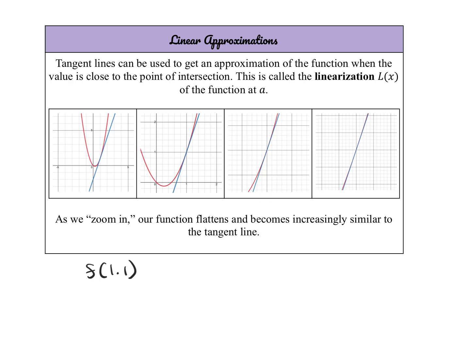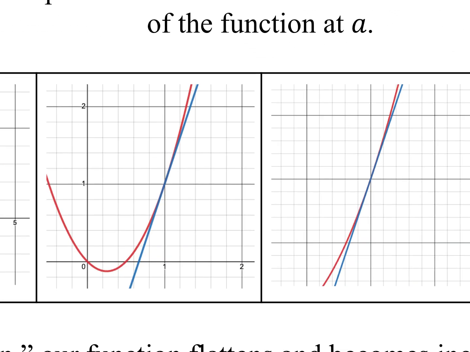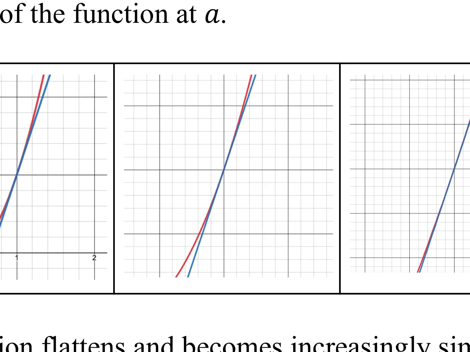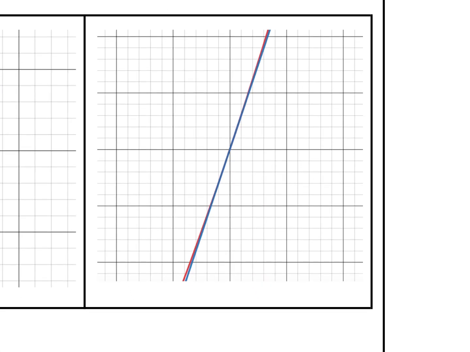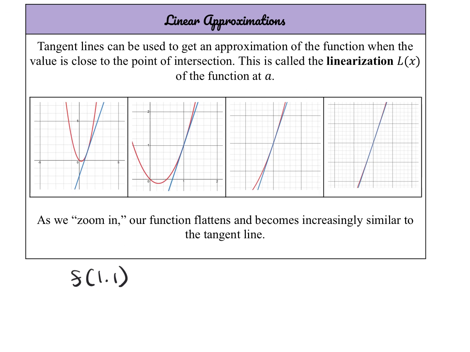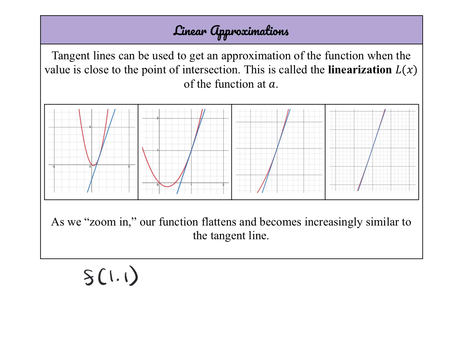If you look at these zoomed in graphs, I'm getting closer to that point of intersection, and as I zoom in even more and even more, you can see that the two equations are almost identical. So when we're working really close to x equals 1, our tangent line is going to be a really good approximation for our original function. Instead of plugging 1.1 into a quadratic and having to simplify that by hand, we could plug it into the linear function, which would just be an easier function for us to use, and that will give us an approximation that's very close to the actual value.